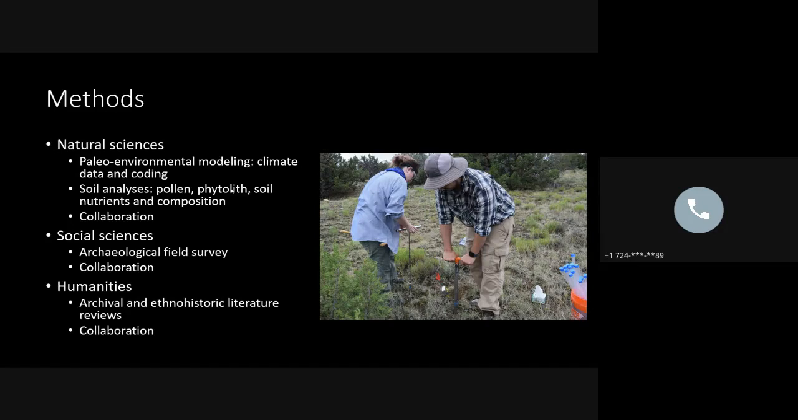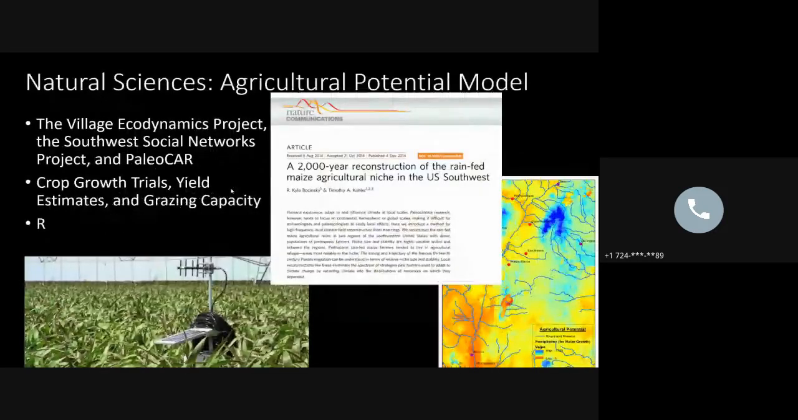So just showing a little bit about some of the natural science models. Largely, this was based off of the Village Ecodynamics Project and also the Southwest Social Networks Project and PaleoCAR. These have been largely developed through the work of the Arizona universities and also Washington State. You can see one of their papers here. What they're using is crop growth trials, some yield estimates, grazing capacity, and dendrochronology-based reconstructions of the niches for growing particular crops. And then we did all this coding in a system called R.